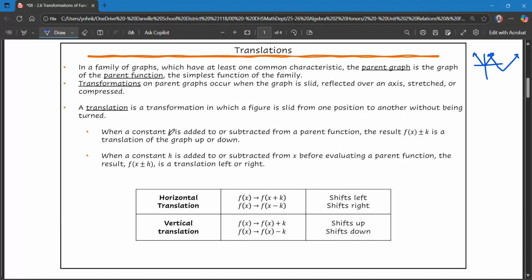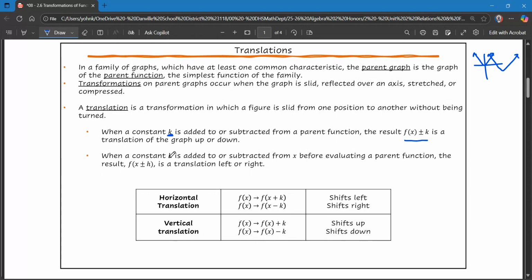When a constant k, so we're going to call that number that we're moving it, the number of spaces, k. When a constant k is added to or subtracted from a parent function, the result is f of x plus or minus k, and it's a translation up or down. So when that k is put on the outside of the function, that's a shift up and down.